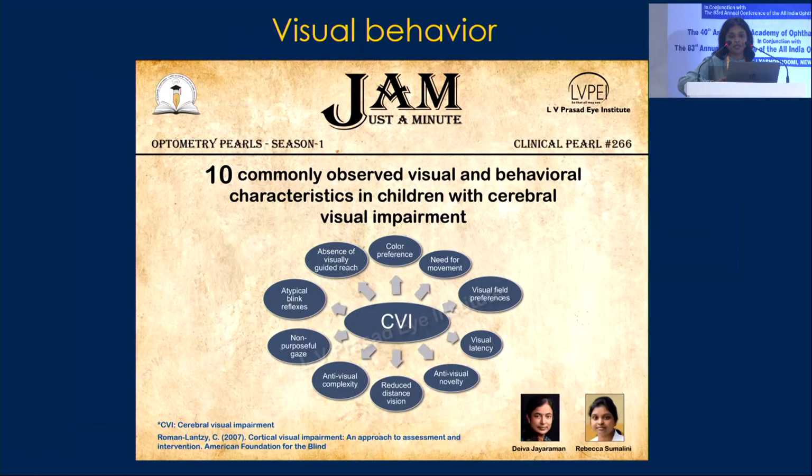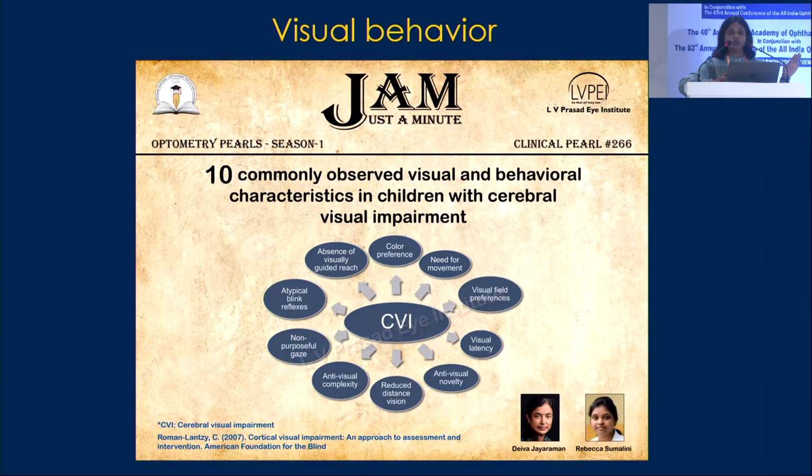Looking at the visual behavior, here are the 10 most commonly observed and unique characteristics in children with CVI, ranging from need for movement, specific visual field preference, visual latency, non-purposeful gaze, the child would just be looking towards a light, having a light gazing behavior, absence of visually guided reach, and so on.